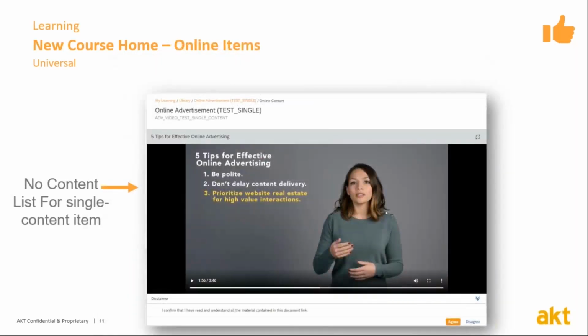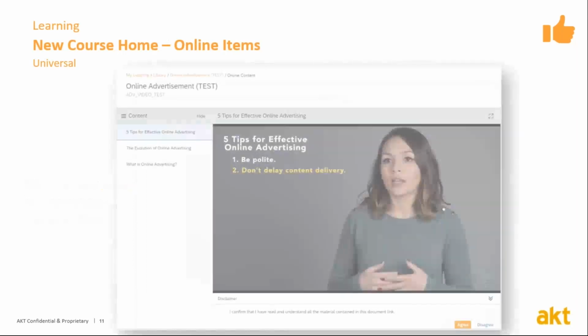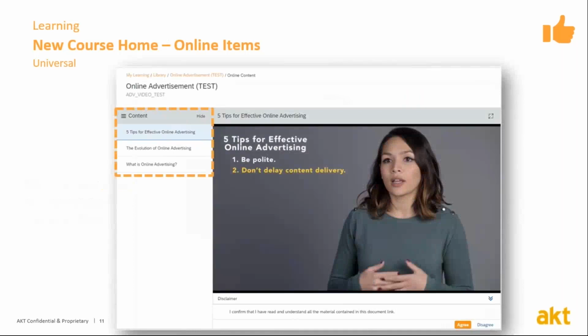New course home online experience is an improvement over the original course home and solves a few thorny issues. First of all, if the item includes just one piece of content, then the side content list section is hidden. If more than one content is included in the item, then the content list section appears, as you can see here.